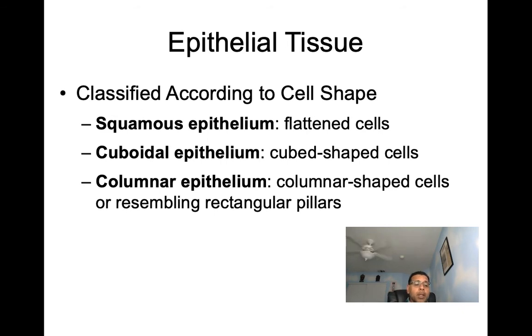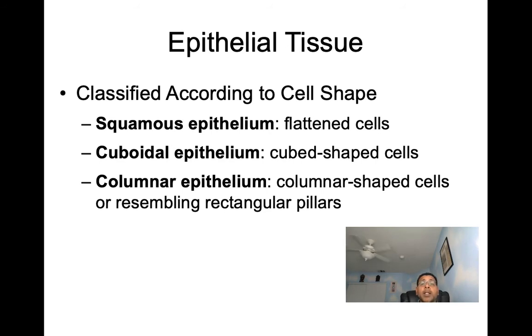Epithelial tissue is classified according to the shape of the cells it's composed of. We can have squamous epithelium, cuboidal epithelium, or columnar epithelium. According to shape, squamous epithelium are flattened cells. Cuboidal epithelium are cube-shaped cells. Columnar epithelium are column-shaped cells, and they resemble rectangular pillars. So that's one way we can classify our epithelial tissue.